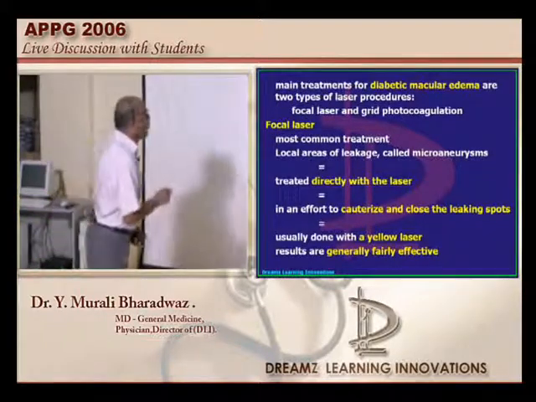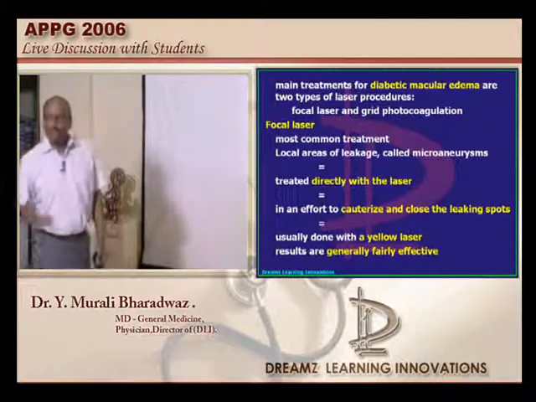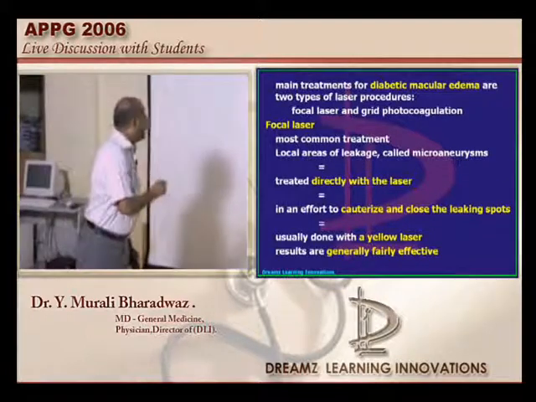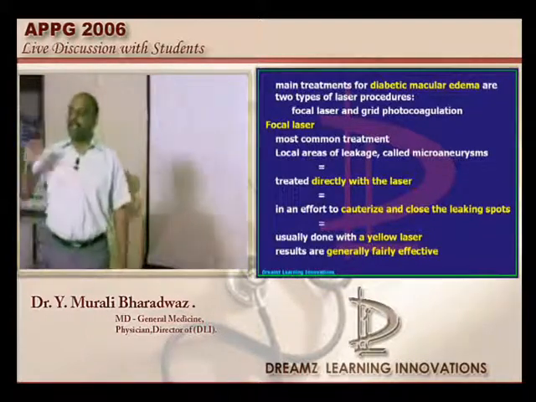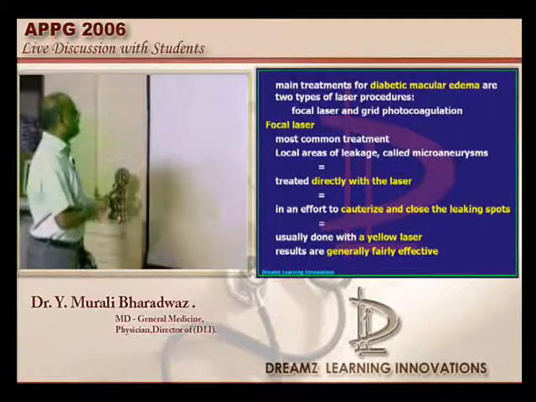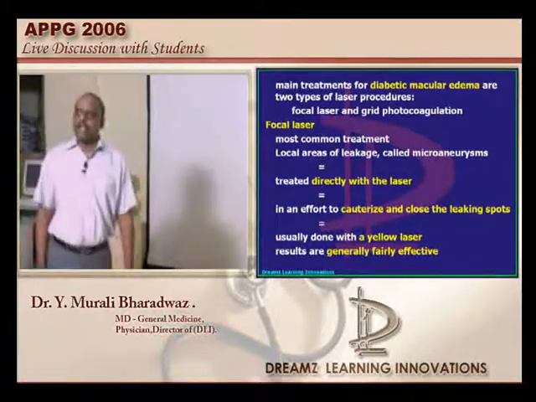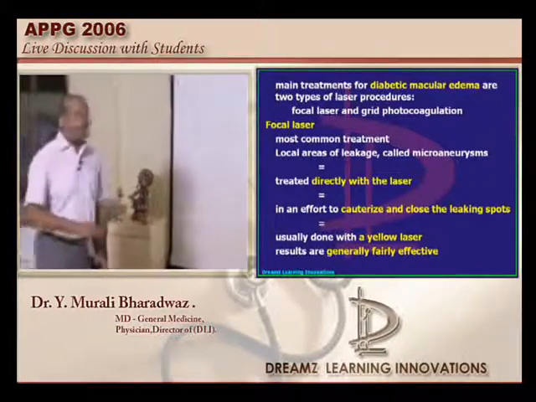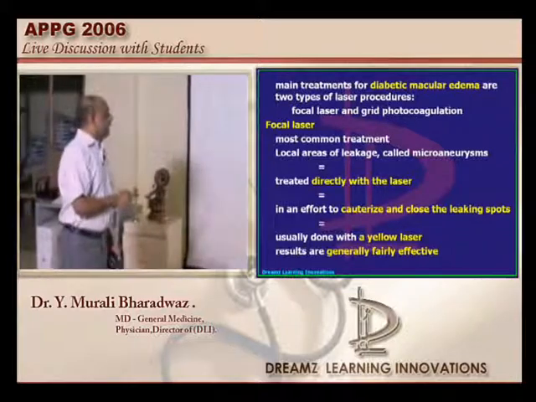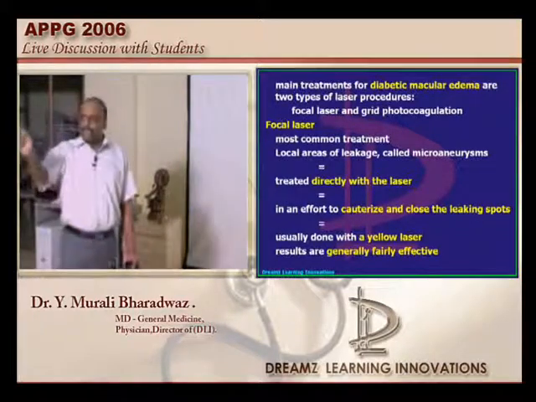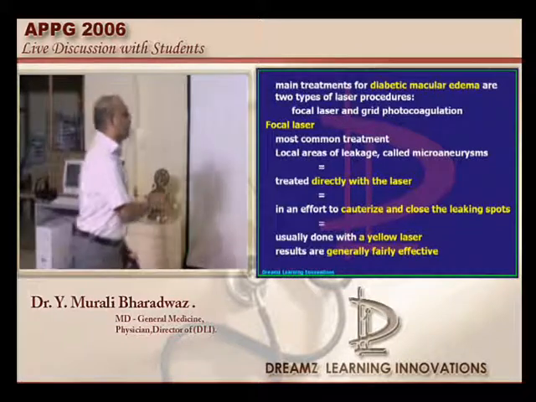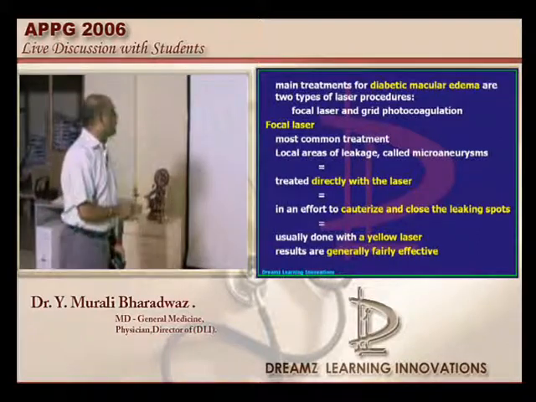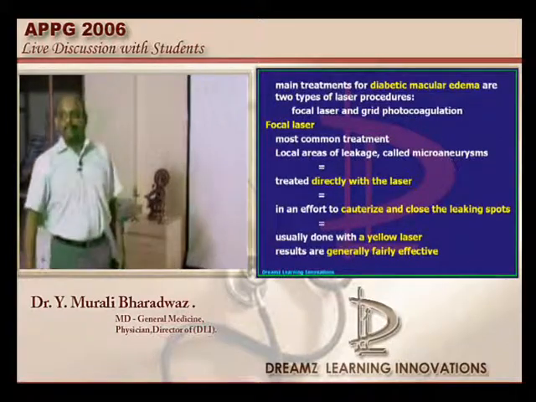So now let us talk about this diabetes, doctor. You have a diabetic macular edema. In this, you can basically use two procedures. One is called the focal laser and the other is called the grid photocoagulation. Focal laser is a common way that we use. In the local areas of leakage in the case of diabetic macular edema, those aneurysms are directly identified, and they are taken care of by this laser which will be cauterizing and closing them. So yellow laser is the one that will be commonly used for this purpose, is what needs to be remembered.